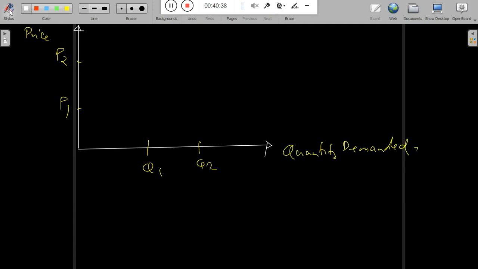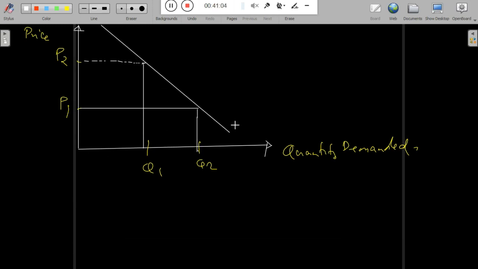Most of the consumers tend to increase consumption of a certain commodity. But this is actually a loss for a producer, because the producer normally intends to maximize profit by selling at a high price. So when the price decreases from P2 to P1, we observe the quantity demanded increases from Q1 to Q2. And when the price increases, the quantity demanded tends to decline.